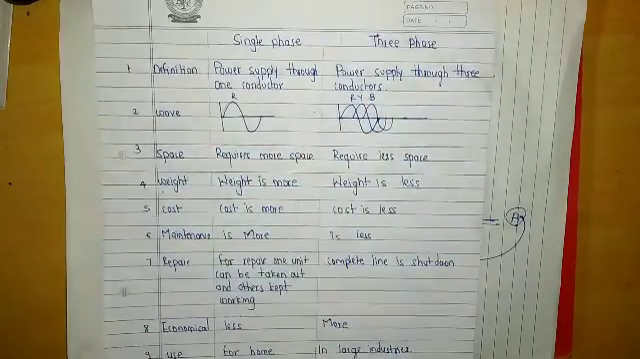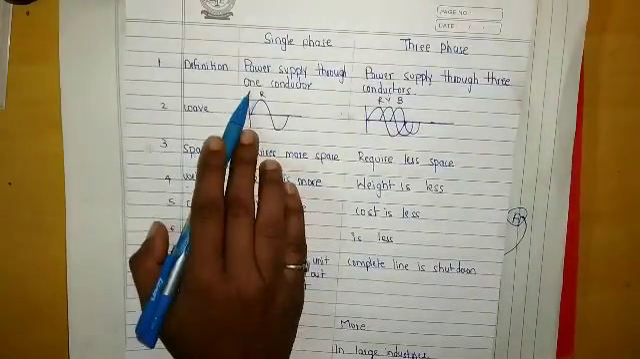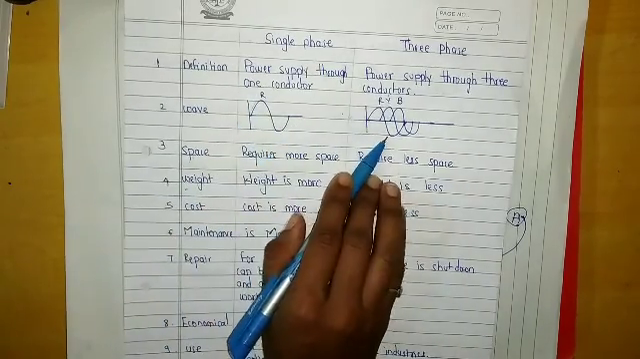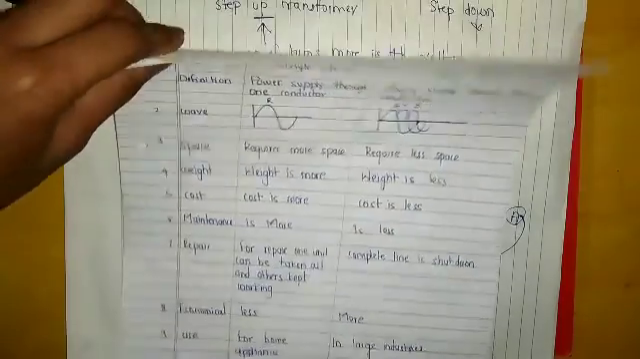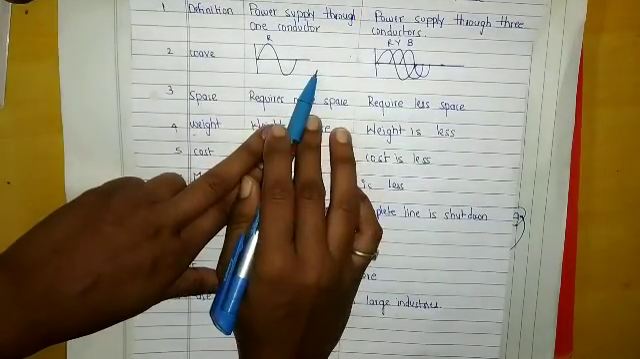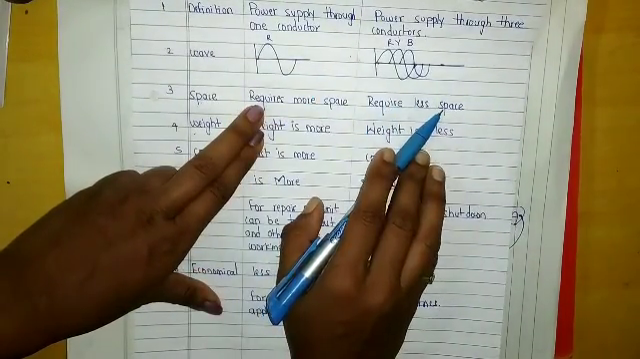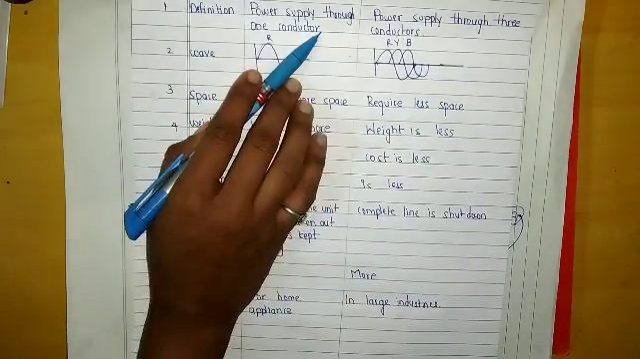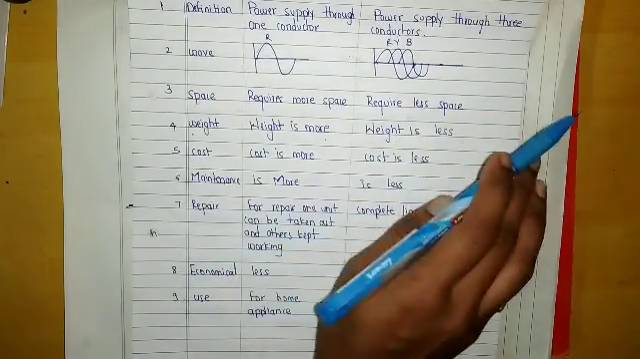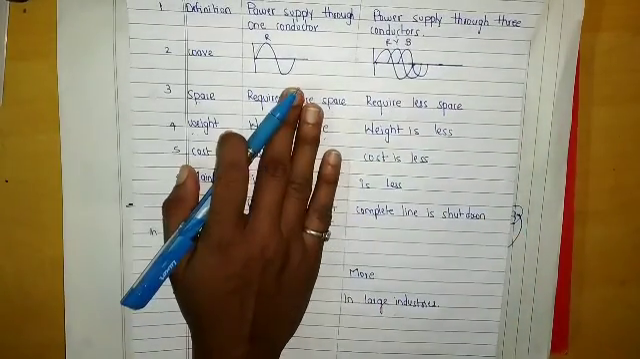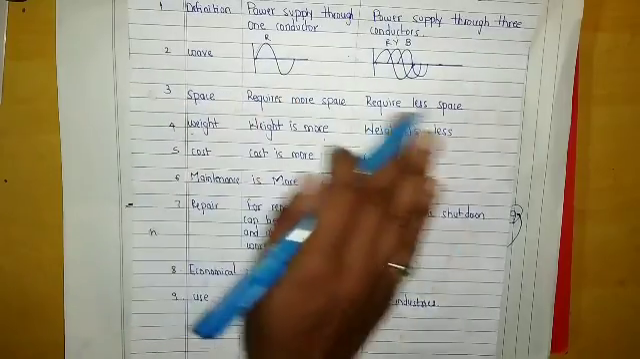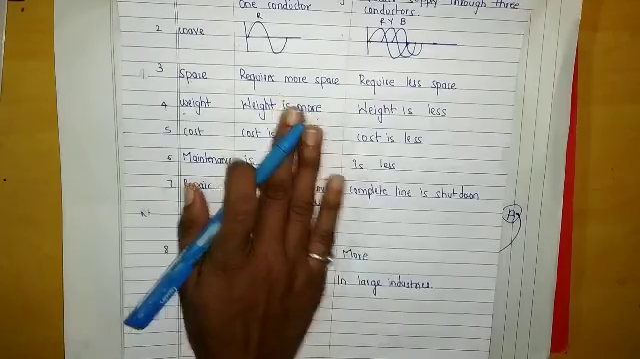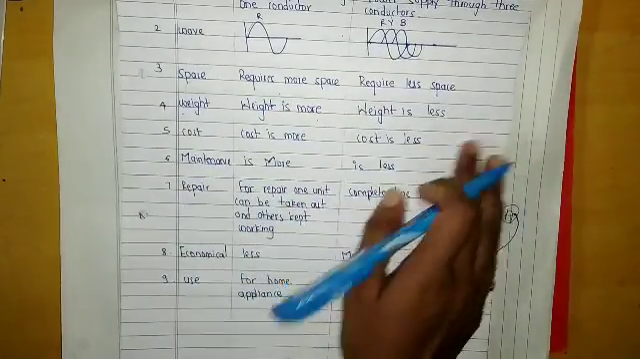So waveform, it is easy to remember. Waveform for single phase is an alternating sine wave, and this is for 3-phase. Space required is more for the single phase and space required is less for the 3-phase. Weight is more for single phase, weight is less for the 3-phase. Cost is more for single phase, 3-phase cost is less. Maintenance is more in single phase, maintenance is less in 3-phase.